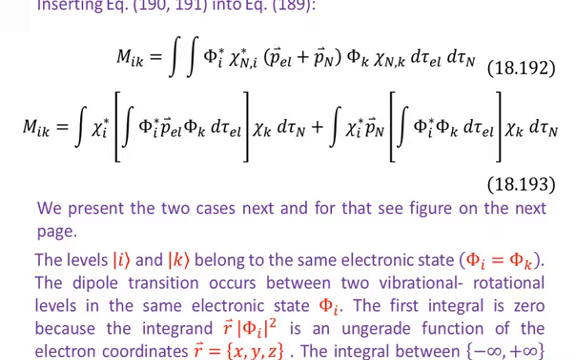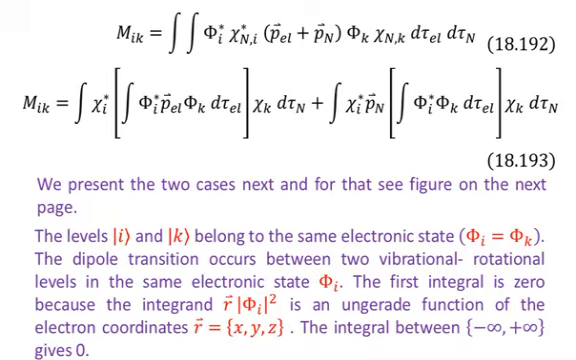So let's start from the previous things that we have covered a minute ago. That was the matrix elements that depend upon the two integrals. Now let's do some mathematics in order to simplify the M_ik. That is, it is either possible to find M_ik for the electronic part and the nuclear part separately, or it is not possible. We present the two cases next, and for that we see the figure on the next page. The figure I have explained to you.